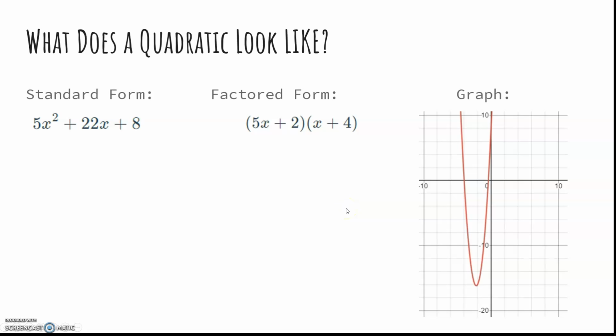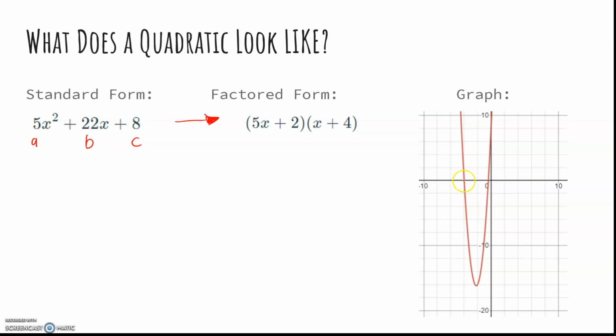So let's take an example. We have a standard form equation right here. Standard form quadratic, 5x squared plus 22x plus 8. 5 is my a, 22 is my b, and 8 is my c. Okay, so I have an a, b, and c. None of them are 0. And we are going to factor it to get its factored form. We haven't looked at how to do that yet, but we are going to show you that this can be factored. And when we do factor it, we get these two factors, these two things in parentheses.